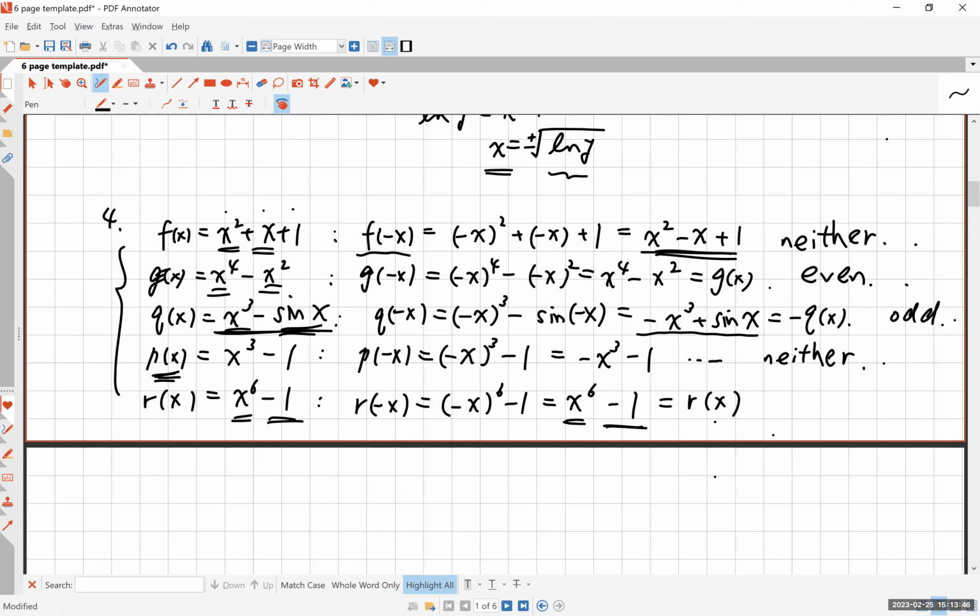Okay, so the tricky thing is, when you have a constant that follows an even function, the whole thing is going to be even. But that doesn't happen with an odd function. When you have an odd function where a constant is added or subtracted, then it ceases to be an odd function. All right, so here the last one, it is the same as R of X, and therefore it is even. Okay, so that's the answer. Those are the answers to the first 4 questions.